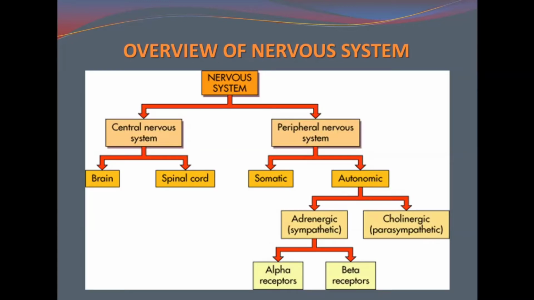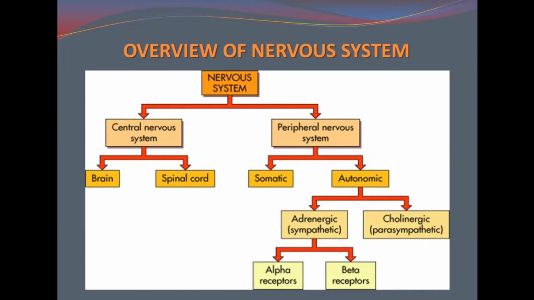Overview of nervous system. The nervous system is broadly classified into the central nervous system and the peripheral nervous system. The central nervous system integrates the received information and coordinates activity of all parts of the body and includes brain and spinal cord, while the peripheral nervous system includes neurons and ganglia located outside brain and spinal cord. It connects CNS to other parts of the body and includes somatic, enteric, and autonomic nervous system.